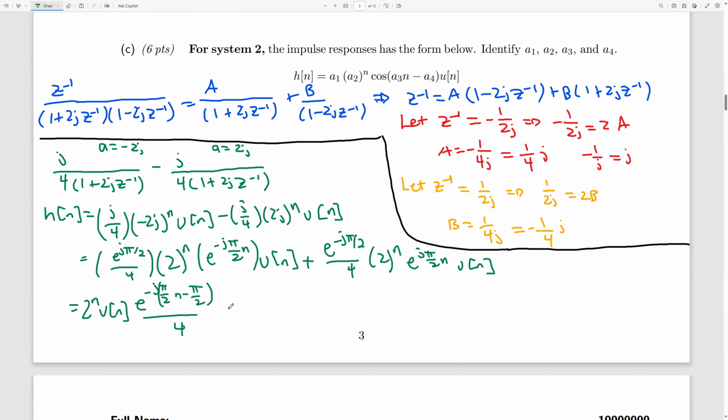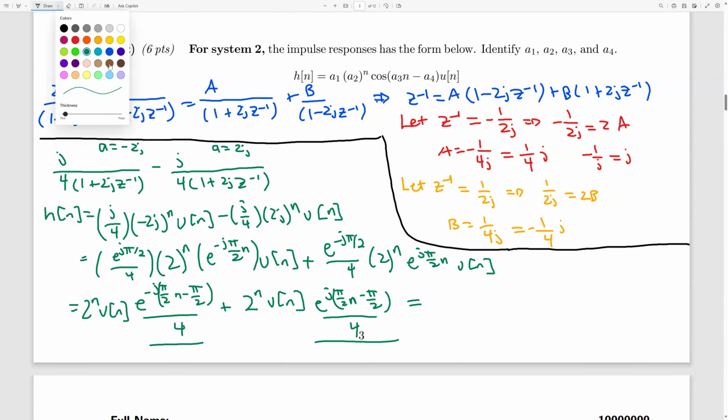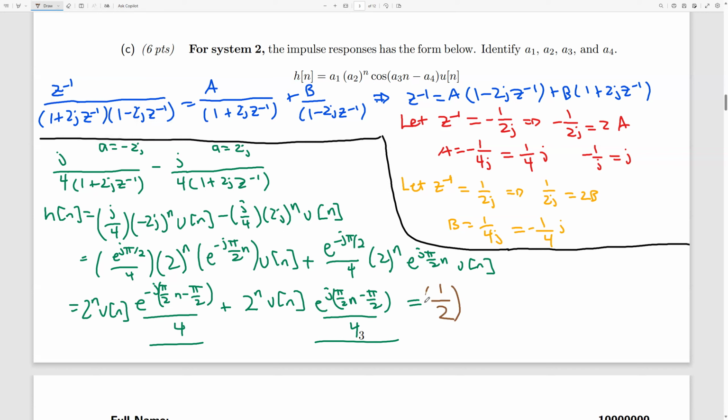And we'll write this as plus 2 to the n u of n e to the j pi over 2 n minus pi over 2. Am I missing anything else? Divide by 4. So you can see at this time that we do have a cosine, and we're going to steal one factor of 2 from this, and what we're left with is 1 half, because we stole one factor of 2. We'll get 2 to the n, and we'll get cosine of pi over 2 n minus pi over 2, u of n.